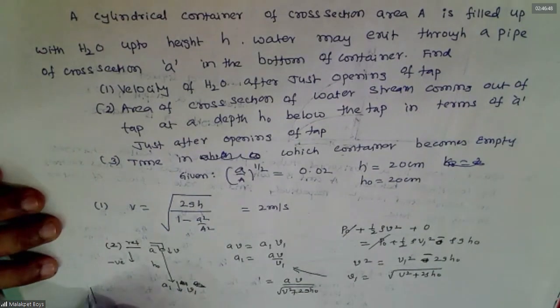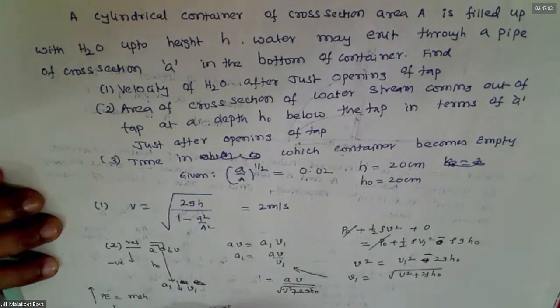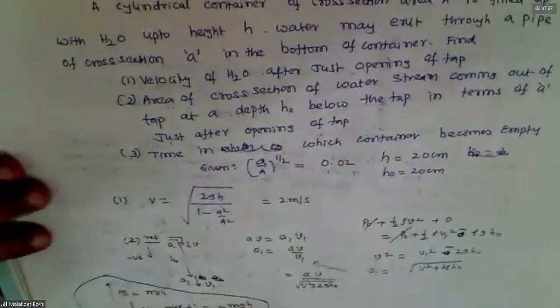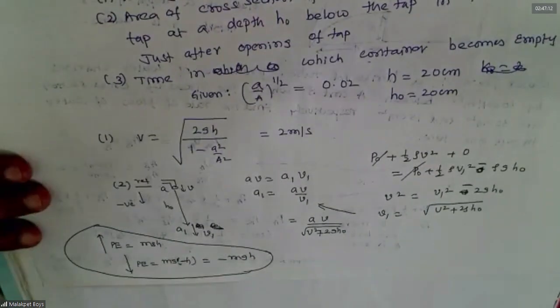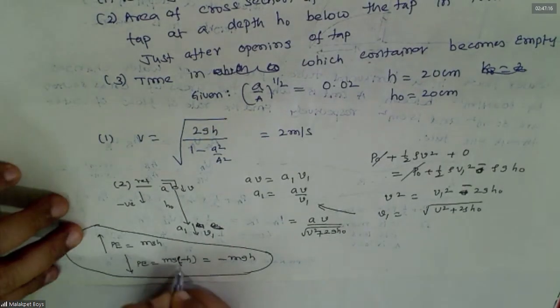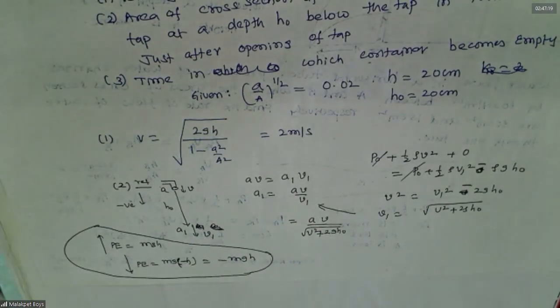Remember, potential energy is mgh. In this direction, potential energy is negative. Understood this? These minor things only will give error. Is it clear? Yes, sir. If you go upward, potential energy will increase. If you come downward, potential energy will decrease. Is it clear?